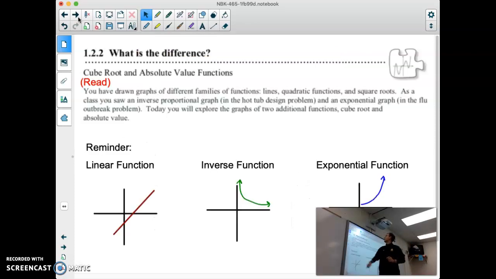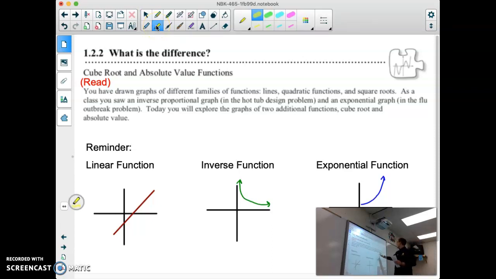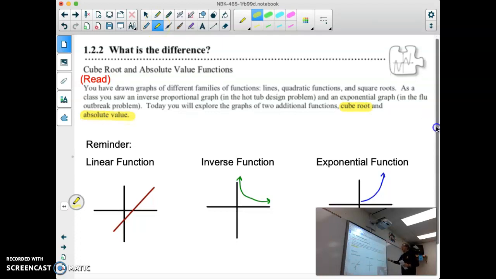Perfect. We're going to keep moving. So 1.2.2, cube root and absolute value functions. You have drawn graphs of different families of functions like lines, quadratic functions, and square roots. As a class, you saw an inverse proportional graph in the hot tub design problem and an exponential graph in the flu outbreak problem. Today we are going to explore the graphs of 2 additional functions: cube roots and absolute value. We'll talk about those more in just a couple minutes.